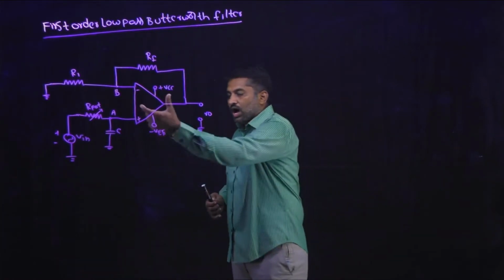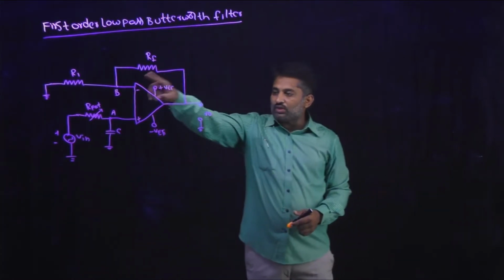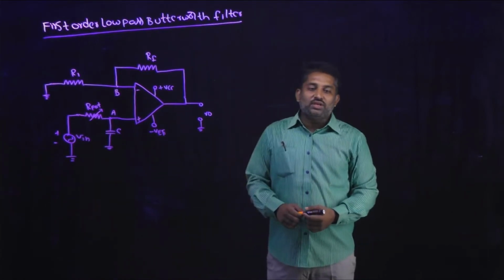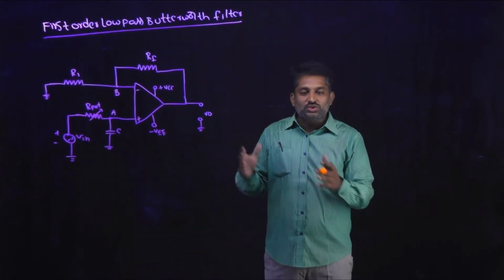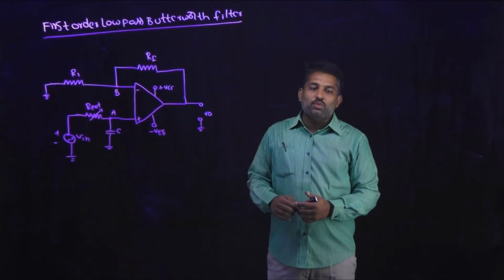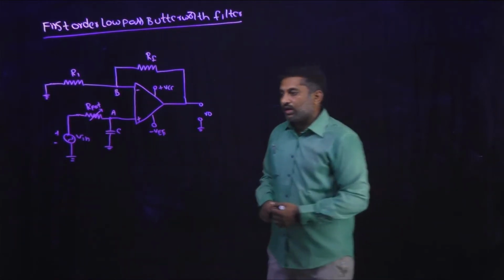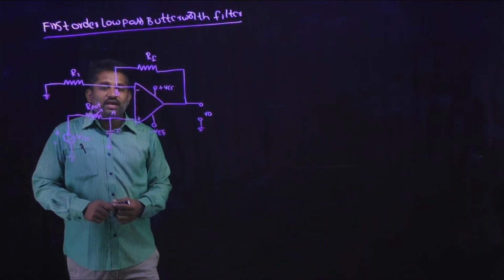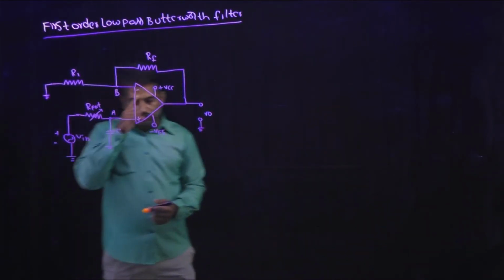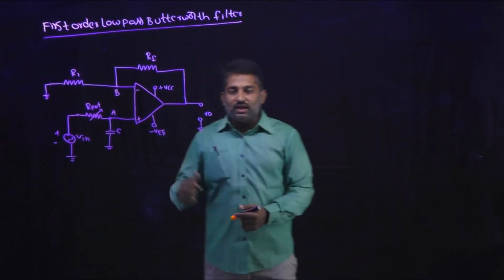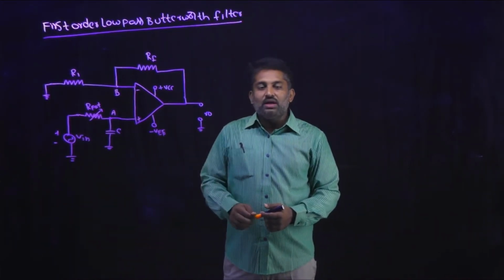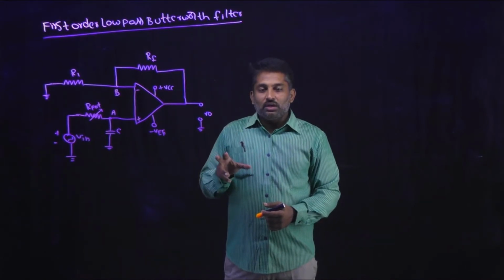So the RC network along with the op-amp, used in the non-inverting configuration, will be used as a first order low pass Butterworth filter. Okay, first I want to calculate the gain from this circuit. How can you calculate the gain? We all know that this circuit will be nothing but the non-inverting op-amp.